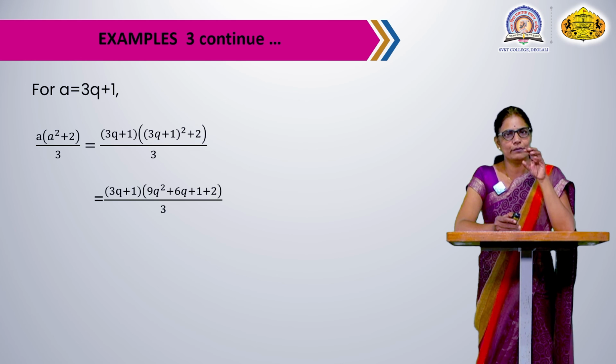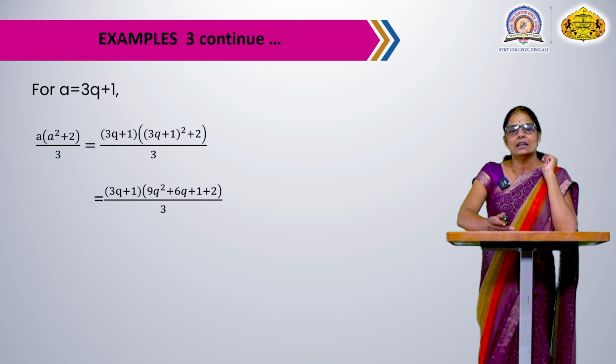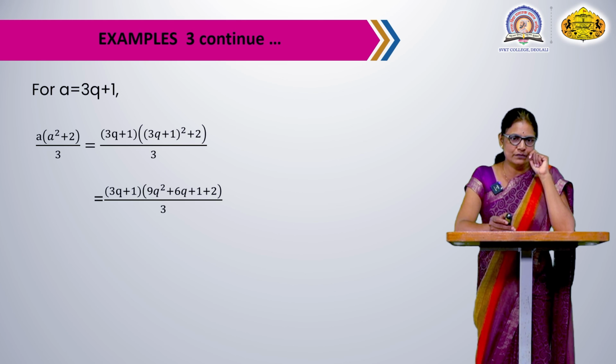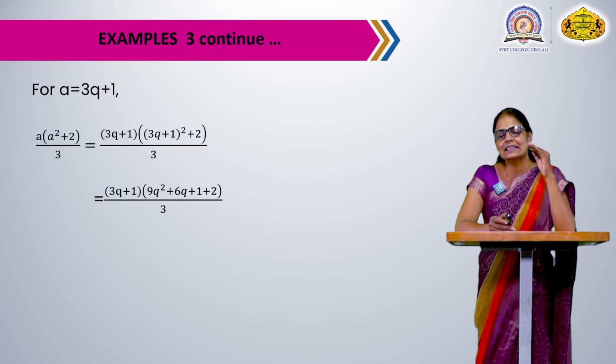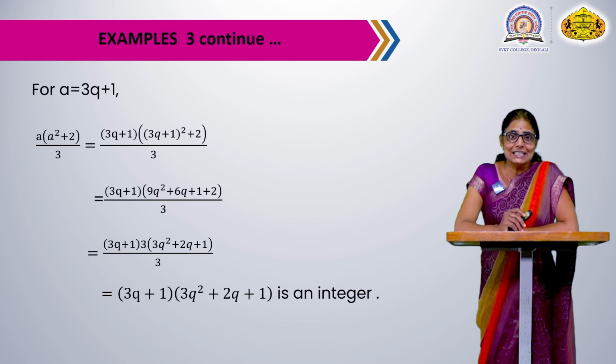Again we use the formula a plus b bracket square is same as a square plus b square plus twice ab. So if you observe carefully the second bracket, we combine the last 2 terms, that is 1 plus 2 is 3, and we can easily take 3 as a common, and that 3 will cancel with the denominator. So this is our result, 3q plus 1 into 3q square plus twice q plus 1, which is an integer. So we prove the result in second case also.